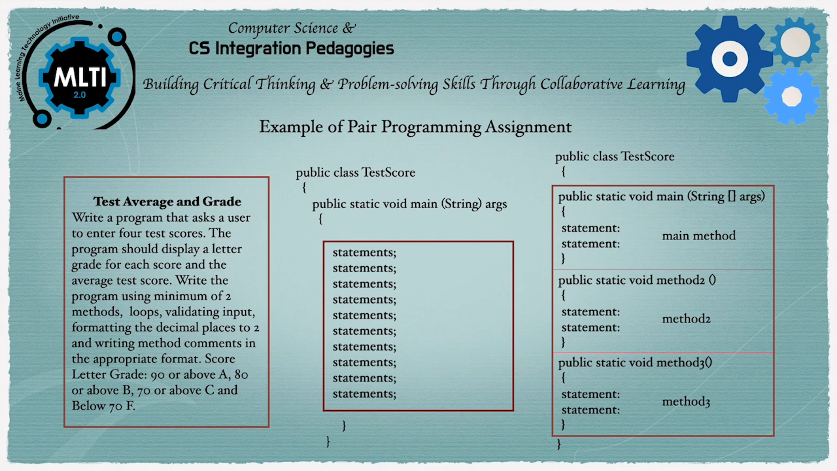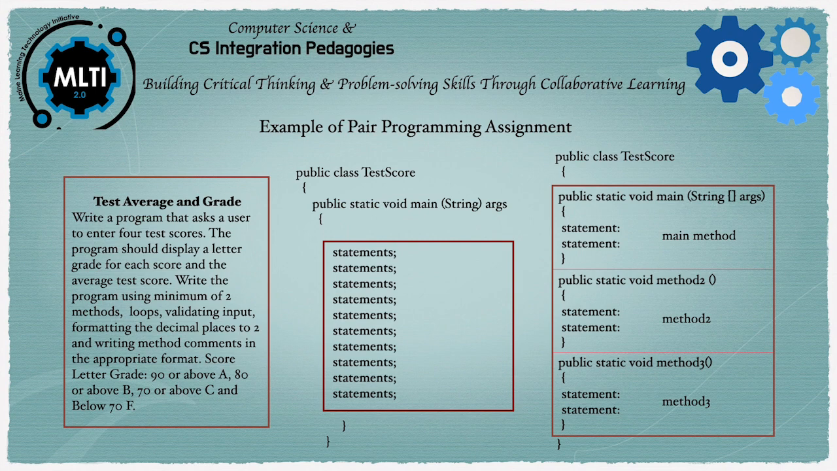Instead of writing one main method, students are required to write 2 more methods. Student A writes a main method, validates inputs, and writes comments. Student B writes the calculate average method. Then student A writes the determine grade method, etc. Students switch roles until they finish the program.